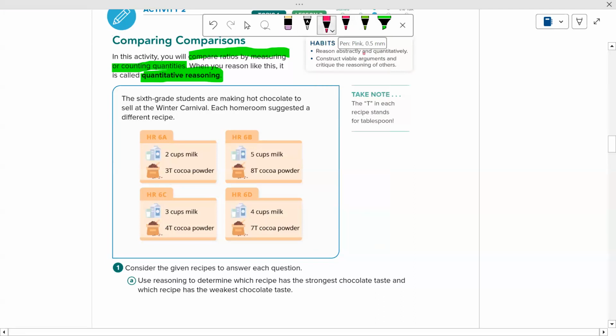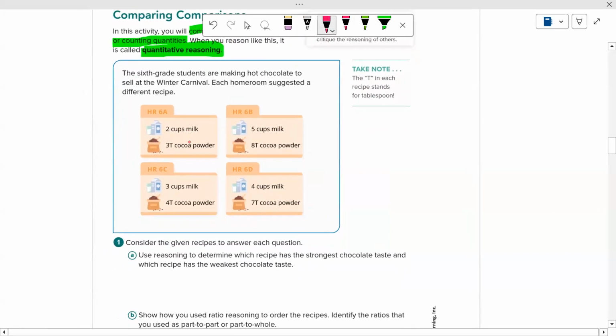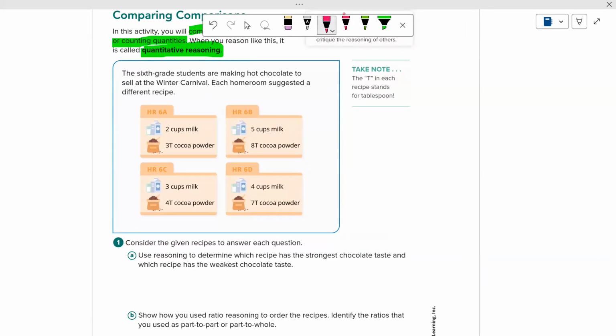We're still using the same habits of mind, okay? So let's look at this as an example. And yay, we're using hot chocolate. I love a good cup of hot chocolate, especially around this time of year. Yum. So here we go. The 6th grade students are making hot chocolate to sell at the winter carnival. Each homeroom suggested a different recipe. We have homeroom 6A, 6B, 6C, and 6D.